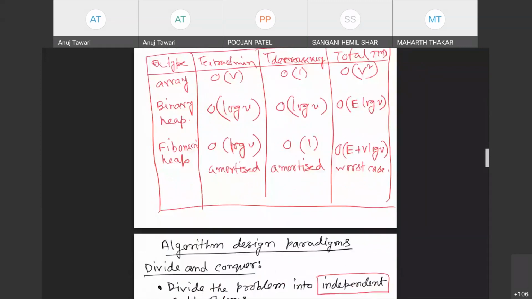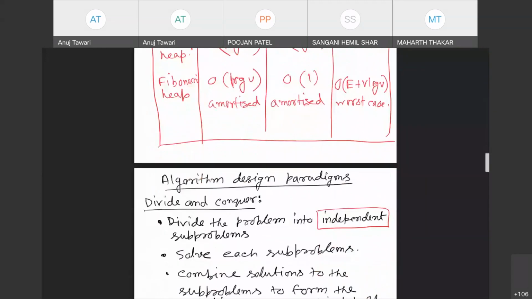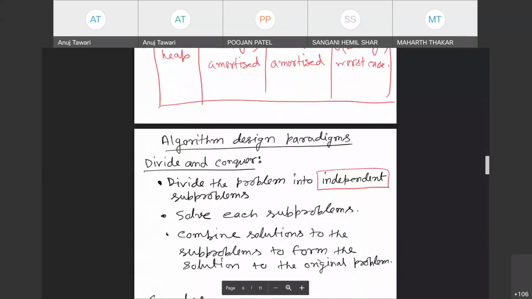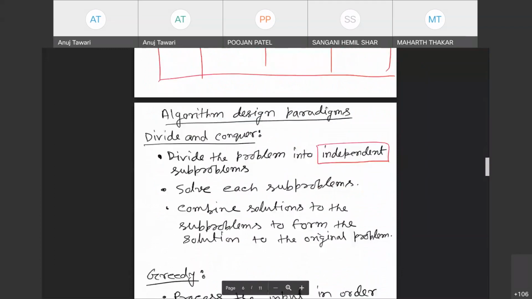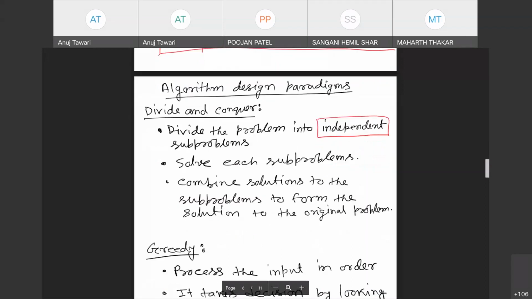So what have you seen so far? You have seen two different algorithm design techniques. One was divide and conquer: divide the problem into various sub-problems, solve each sub-problem, and then combine the solutions to the sub-problems.